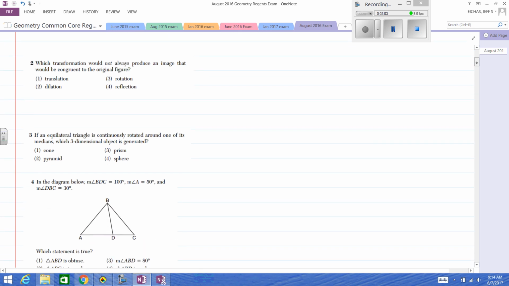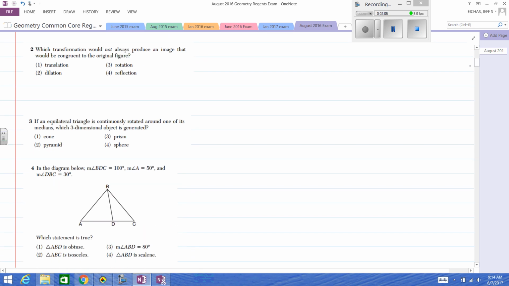All right, number two, this one's a basic concept: which transformation does not produce an image that's congruent. The only one that's going to change size is dilation. A stretch would not be congruent either, but I don't see that as a choice, so we want choice 2, dilation.